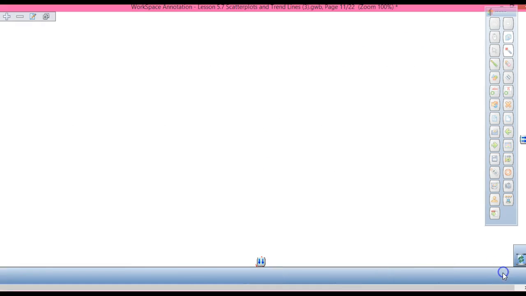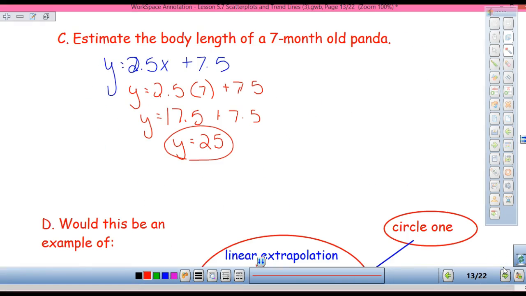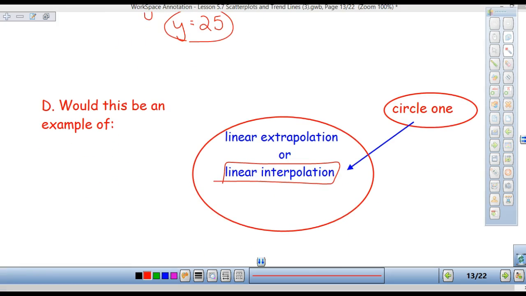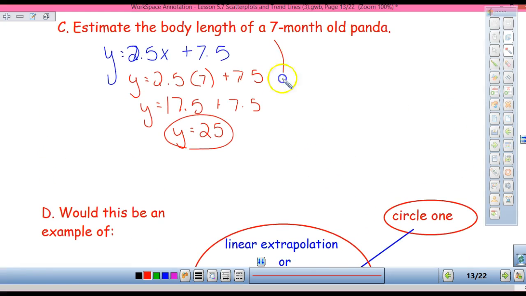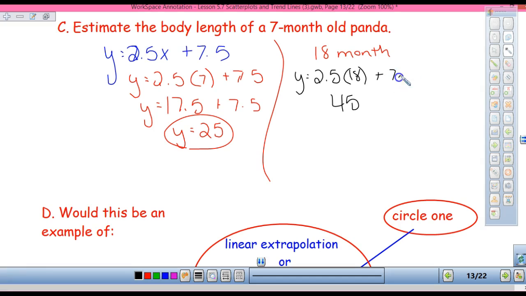Okay, so let's say we wanted to find a 1.5-year-old panda. How many months is 1.5? 18 months. So let's say we want to find the 18-month panda. We still have y equals 2.5x plus 7.5. What am I plugging in for x this time? 18. So y equals 2.5 times 18, which would be 45, plus 7.5. This panda would be about 52.5 inches.